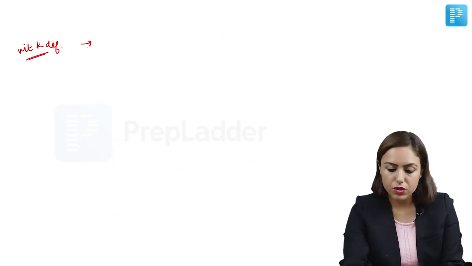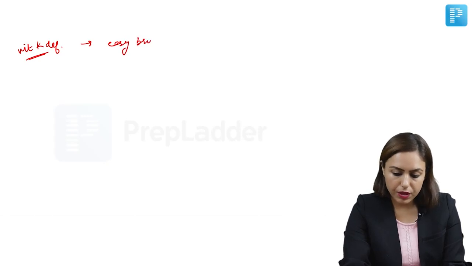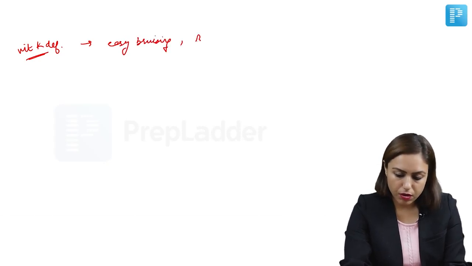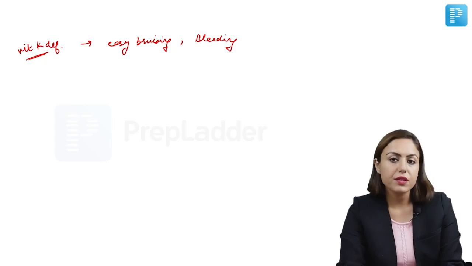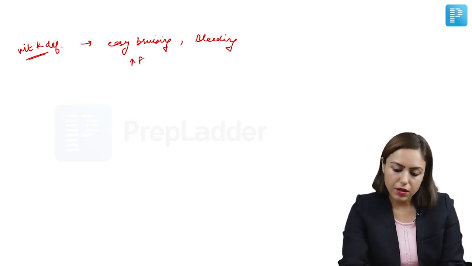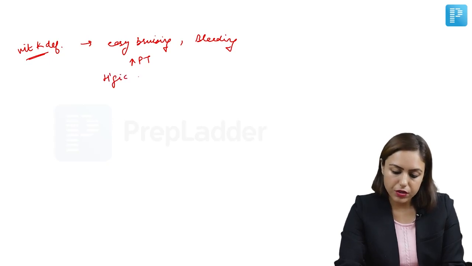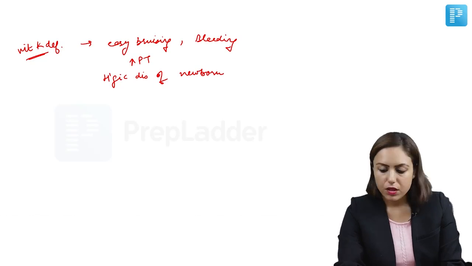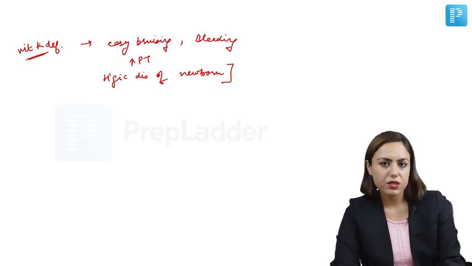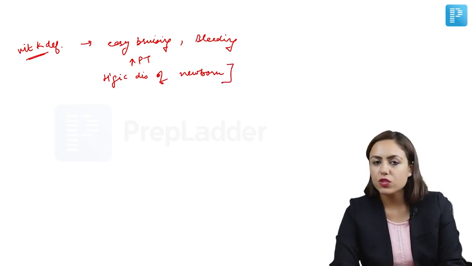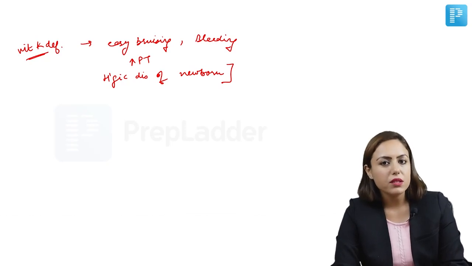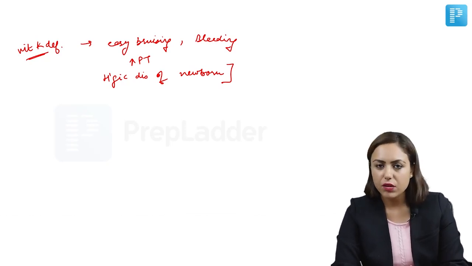In vitamin K deficiency, there will be easy bruising, bleeding tendencies, increased prothrombin time, and hemorrhagic disease of newborn can occur, especially in preterm infants. There are many reasons of hemorrhagic disease of newborn. One, that the intestine of newborn is sterile. Bacteria are not there to synthesize.